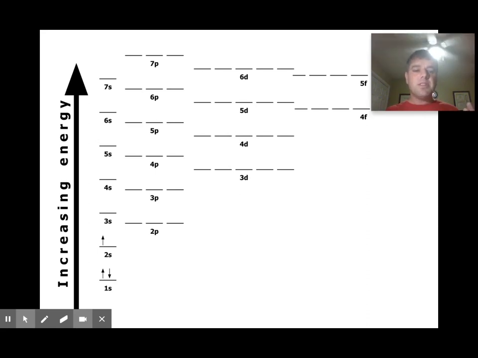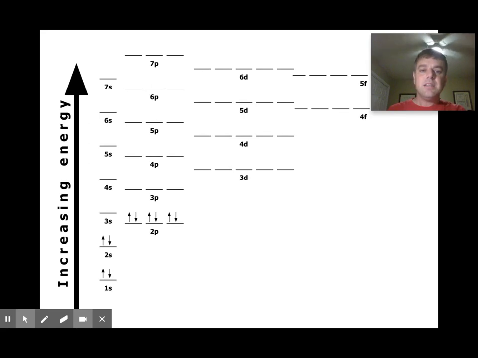Lithium with 3 electrons would look like that. It has 2 electrons in the 1s and a 3rd electron in the 2s sublevel. And then beryllium, it would pair up. Then when we get to boron and carbon and nitrogen, they're putting electrons in their 2p sublevel, with 1 electron in each orbital before they pair up. And then we get to oxygen, fluorine, and neon.